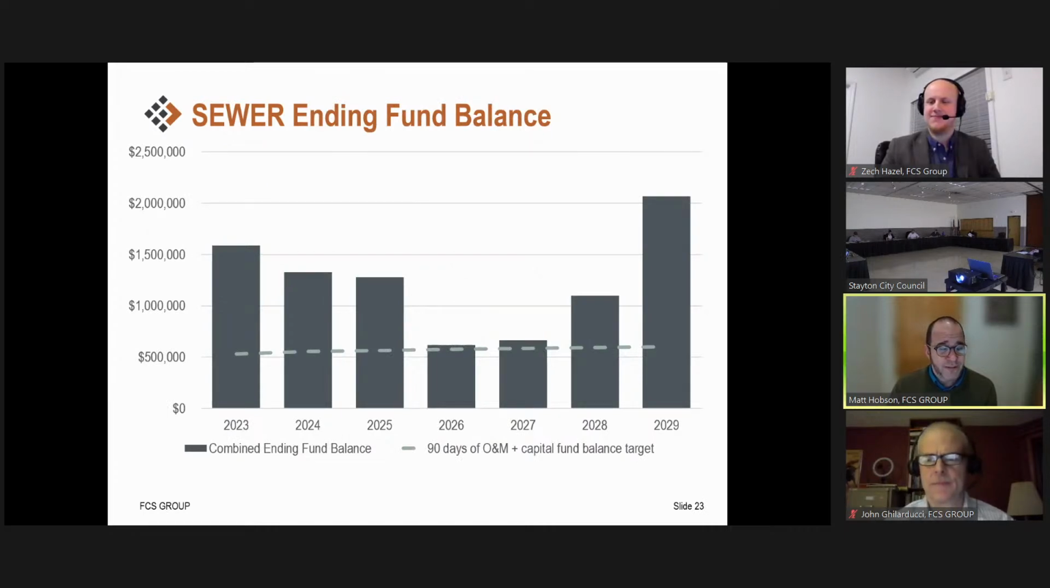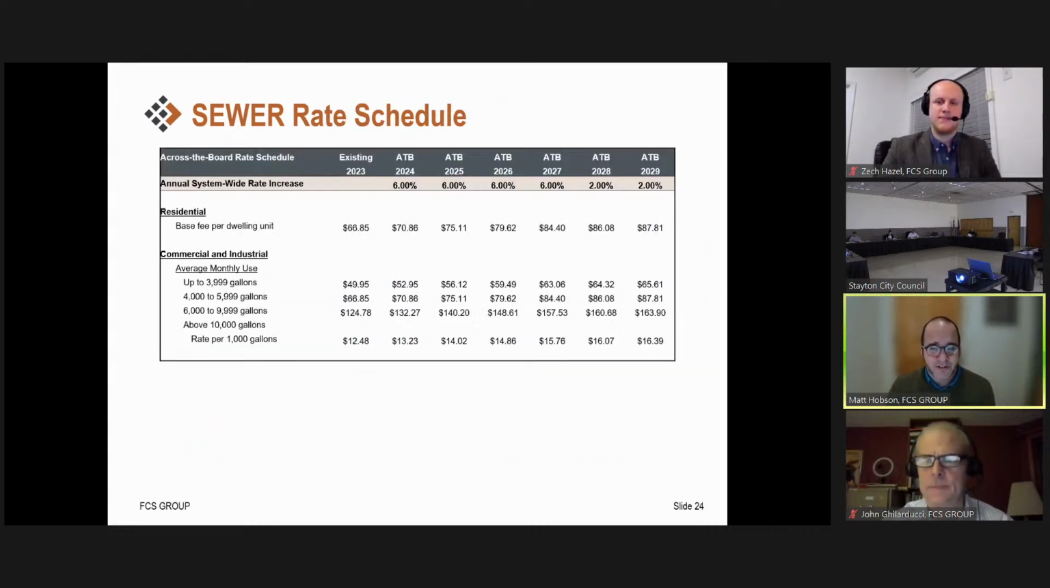This is the projection of our fund balances. Once again, the columns represent the projected fund balance, and the dotted line represents our minimum targets for the fund. This would be another example, as Lance mentioned, where this utility is in a fairly strong position. Our operating expenses and debt service are being funded by rates, and there's roughly $1.5 million in available fund balance that we can use to smooth out rates and pay for capital. Once again, this just corresponds to the rate schedule at 6% per year.